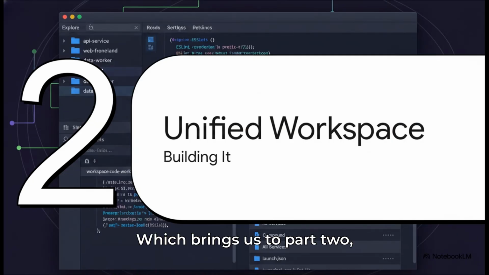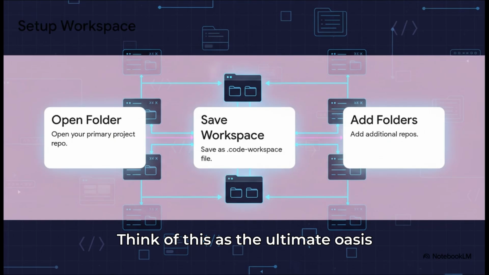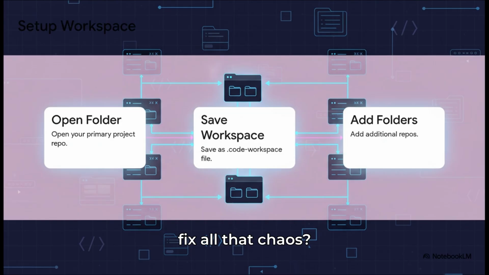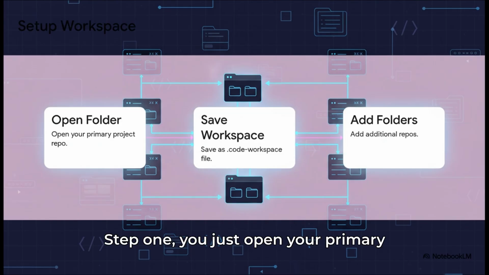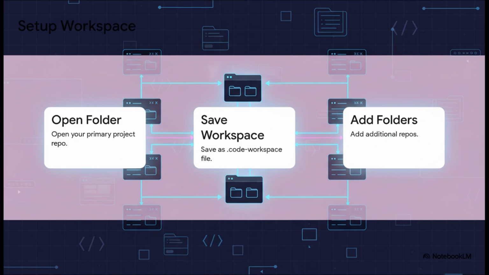Which brings us to part 2, building your unified workspace. Think of this as the ultimate oasis of order for complex, distributed systems. And the procedure to fix all that chaos? It's actually surprisingly simple. Step 1, you just open your primary project folder in VS Code. Step 2, go to the File menu and click Save Workspace As. Bam, this instantly centralizes your project state.